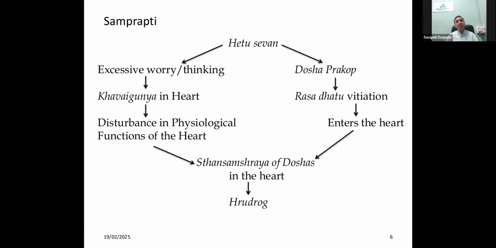Aggravated doshas will vitiate Rasadhatu. It will enter into the heart as a physiology. Rasadhatu, after it is formed, physiologically enters into the heart, and because there is Sthana Samshraya of doshas there, it will create the abnormality in the functions, and it will cause Rudrog, disease of the heart.